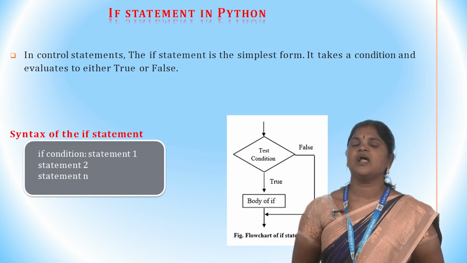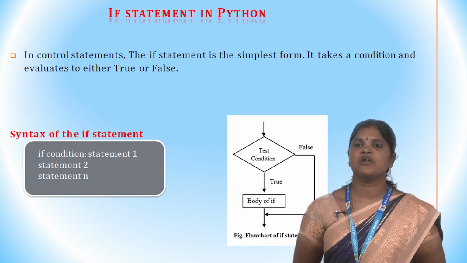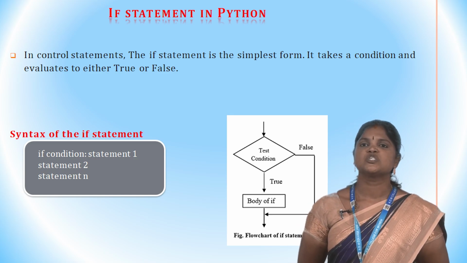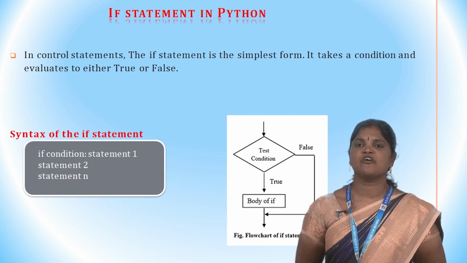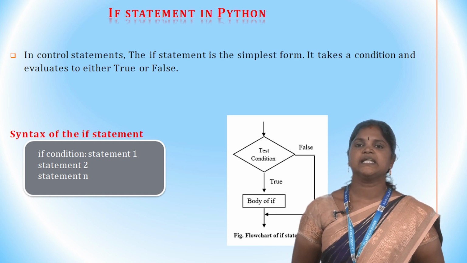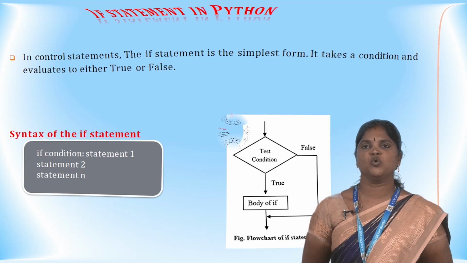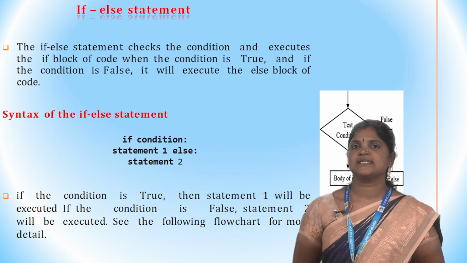Let's see the example. number = 6, if number > 5, calculate square, print number * number. Print next line of code. My output is 36. Next line of code.